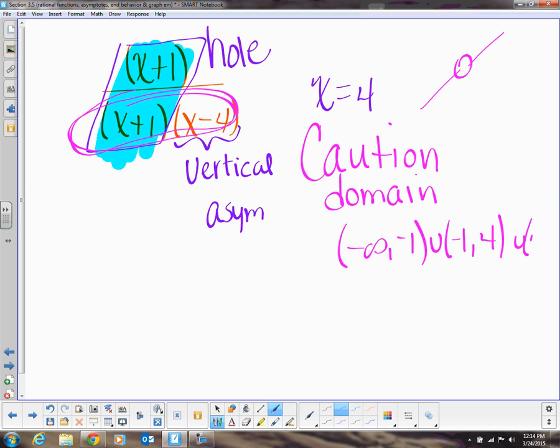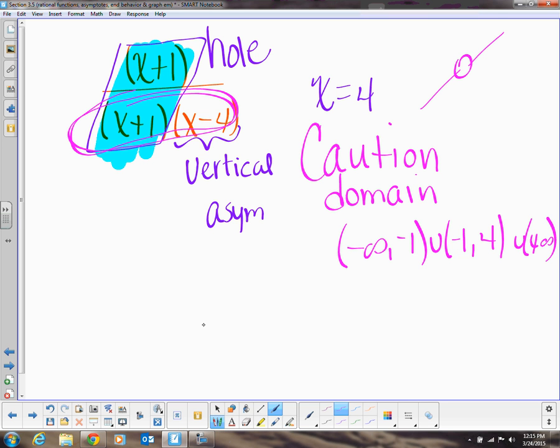But when you're doing vertical asymptotes, we don't include the -1 because it's a hole. Are you with me, Jesse? What, the asymptote or the domain? Domain, I always want an interval notation.